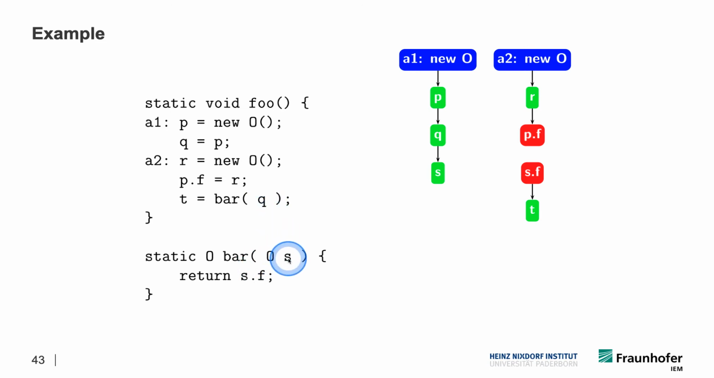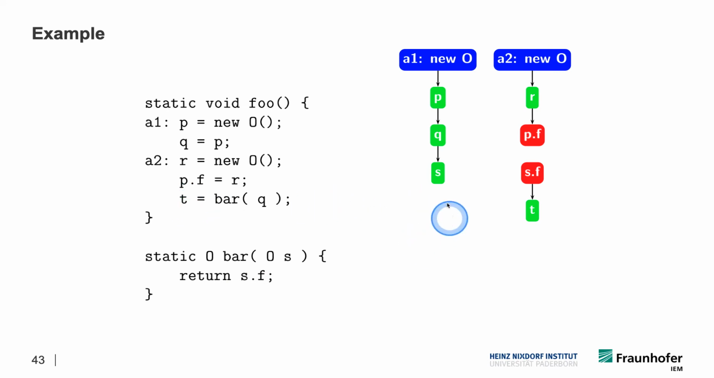So Q is being assigned to this formal parameter S, and its field value S.F is being returned into T here, okay? In particular, note that this object allocated at line A2 ends up being assigned to P.F, right? And this object A1 ends up being assigned to Q, which ends up being assigned to S, and then to S.F, and therefore S.F is being returned here into T, okay?